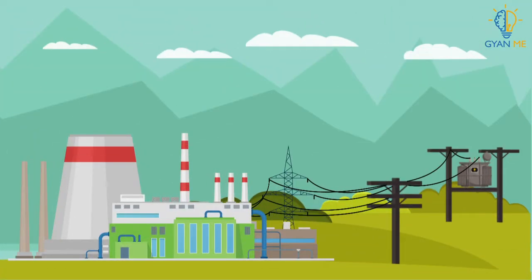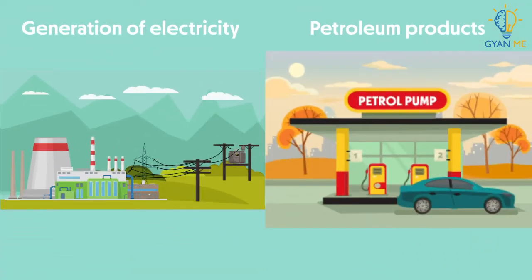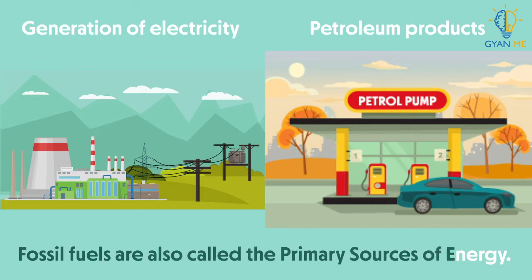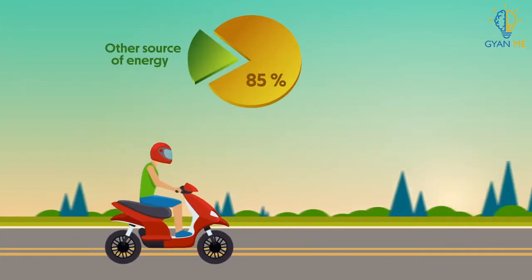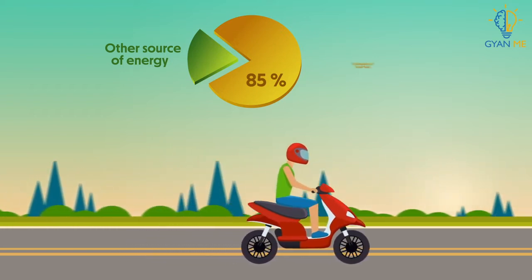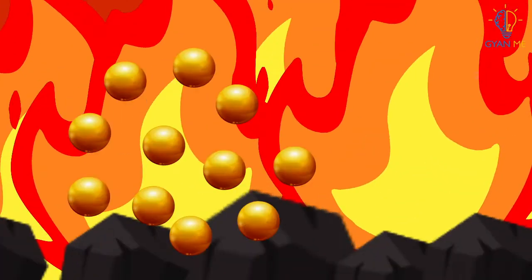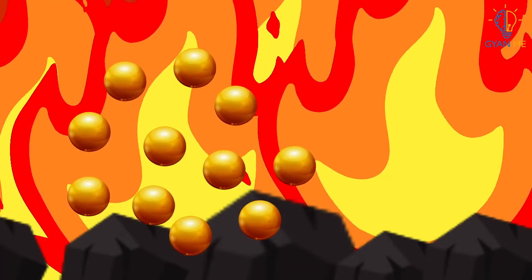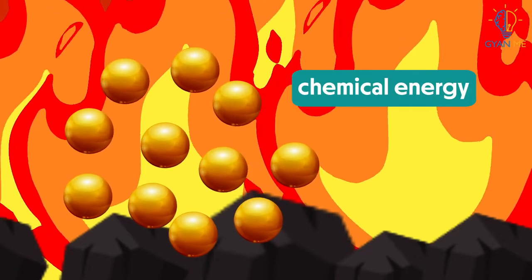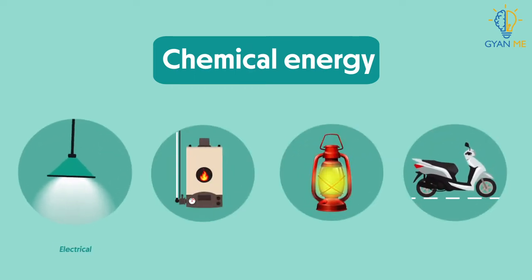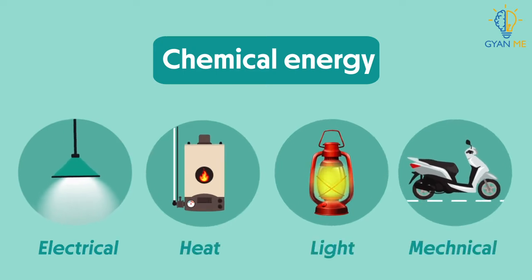Fossil fuels are the primary sources for generating electricity and petroleum products in the world today. Accordingly, fossil fuels are also called the primary sources of energy. Today, over 85% of our energy demands are met by combustion of fossil fuels. Fossil fuels are excellent sources of energy, as a large amount of chemical energy is stored in fossil fuels. This stored chemical energy is converted into various other forms of energy, such as electrical, heat, light, and mechanical energy.